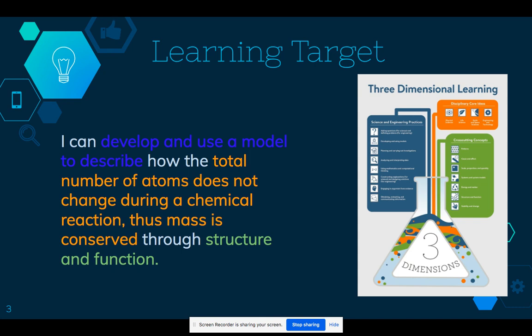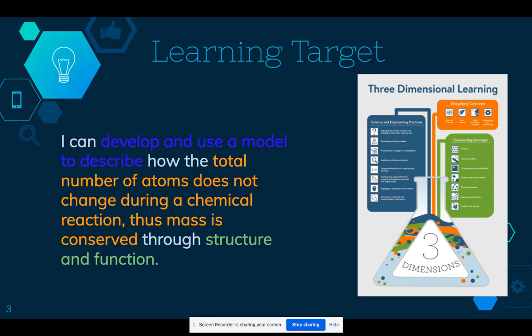So the first part is our science and engineering practices, and that's in the blue. And that's just I can develop and use a model. So a model can be anything. It could be a picture. In class, we have magnets with the different elements on them. We have these little dots that are stickers, so that we can stick them in our binder. Model is very general. So just being able to use a model to describe is our science and engineering practice.